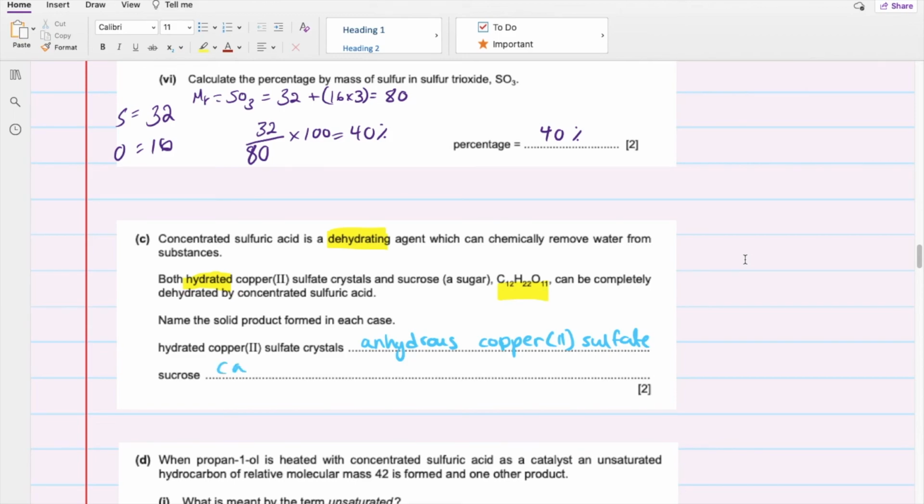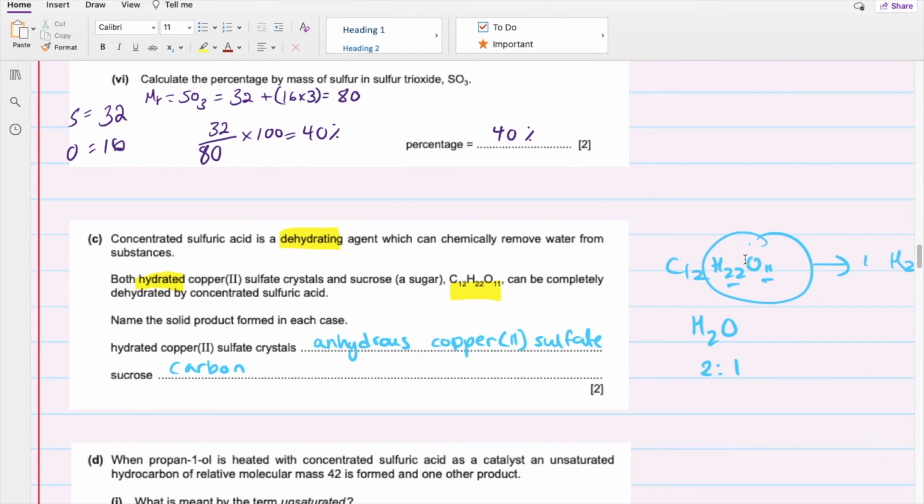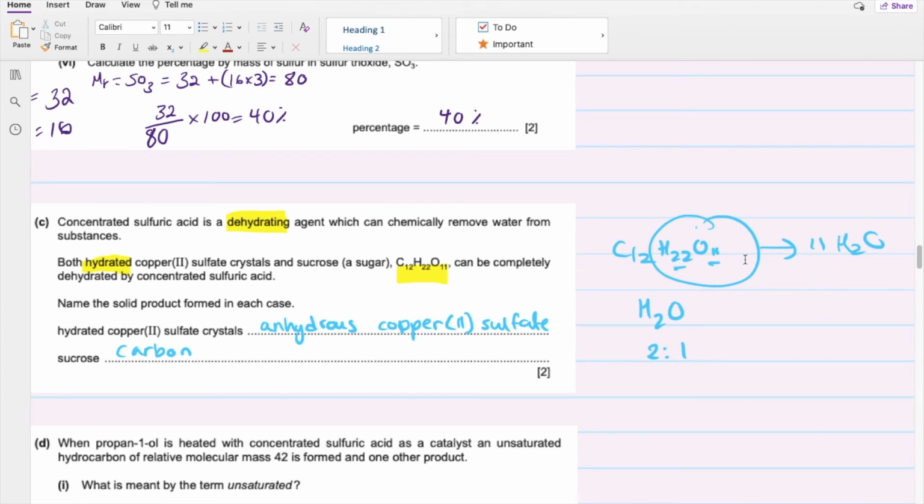And why is that? Because C12H22O11, we have H2O, so that means it's a 2-to-1 ratio. The number of hydrogens will always be double the number of oxygens. Here, oxygen is 11, hydrogen is 22, which is exactly double. So we can remove all of that and it will give you H2O, but how many? It will give you 11 water molecules, because 11 times 2 is 22, so 22 hydrogens and 11 oxygens. So what you're left with is just carbon, and that's it.